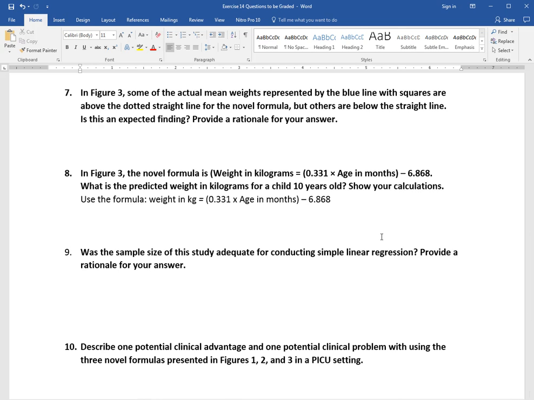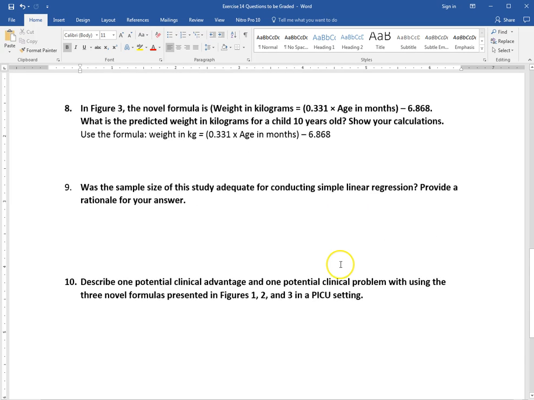Number 8, in figure 3, the novel formula is weight in kilograms equals 0.331 times age in months minus 6.868. What is the predicted weight in kilograms for a child 10 years old? So again, same formula, but we have different values for our slope and our intercept. So all we need to do is plug in the information into this formula. So our weight in kilograms is going to be equal to 0.331 times age in months minus 6.868. So just plug your values into that.